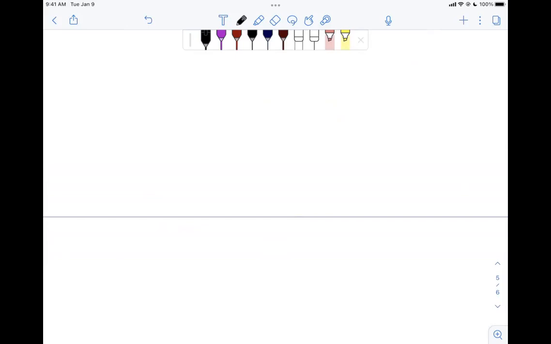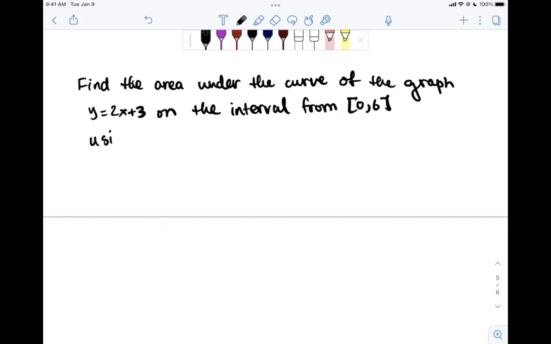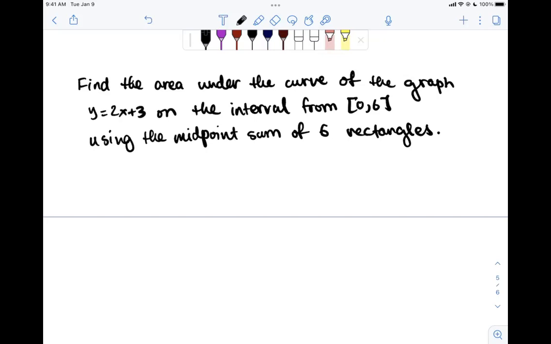All right, so again, we're going to be finding the area under the graph of y equals 2x plus 3, on the interval from 0 to 6, using the midpoint sum of 6 rectangles. So I'll pause for a few minutes, see if we can work that out.